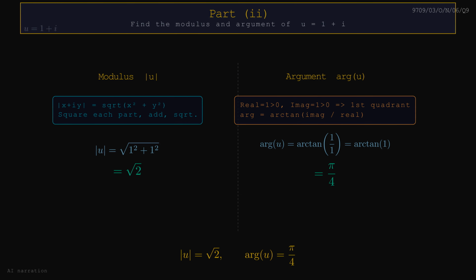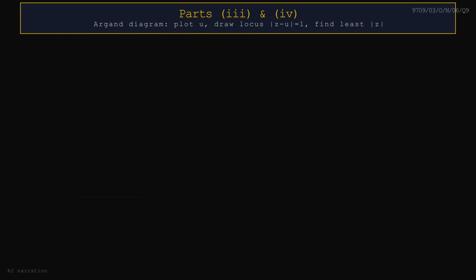Parts 3 and 4, Argand diagram. Plot u, draw the locus modulus of z − u equals 1, and find the least modulus of z. Draw the Argand plane. Mark u at 1 + i.